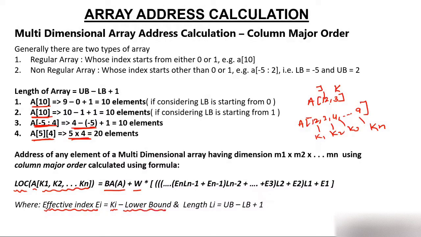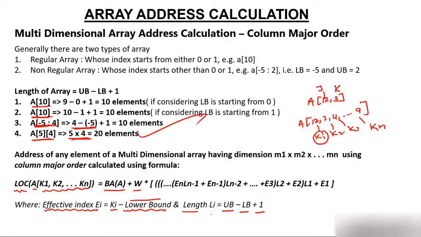So what is Ki? We have just seen that this one is K1. If you are calculating E1, then E1 will be K1 minus the lower bound. And what is the lower bound? The lower bound of the first part of the matrix. Fine. And what is the length? We have just seen length here: upper bound minus lower bound plus 1.